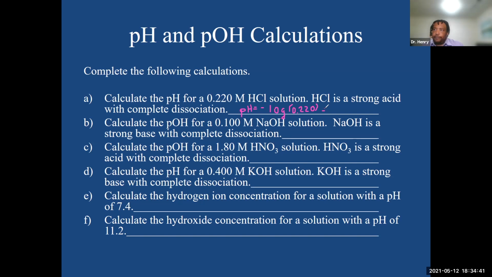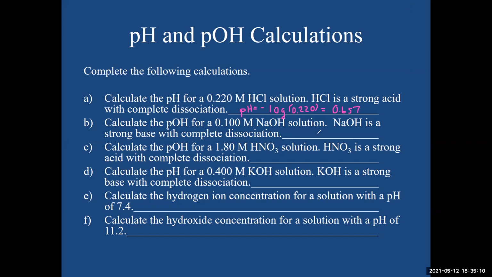Okay, so what do you guys get? I got 0.6576. 0.657, 3 sig figs. So we'll actually round up to 8 then. It's only 3.